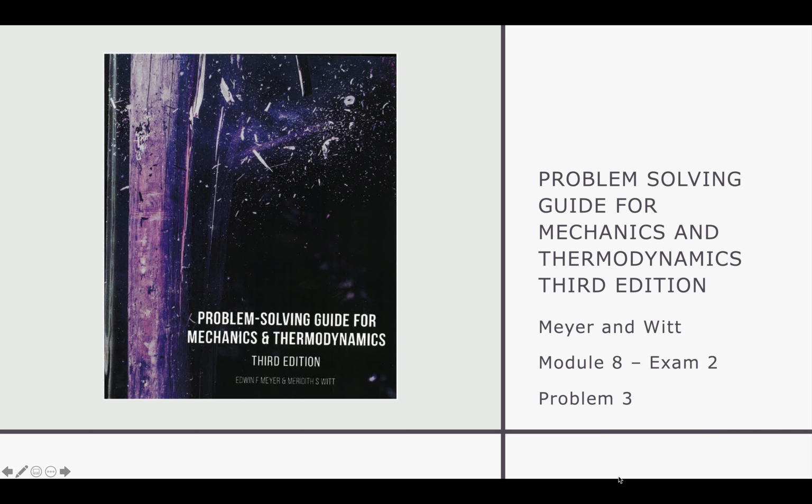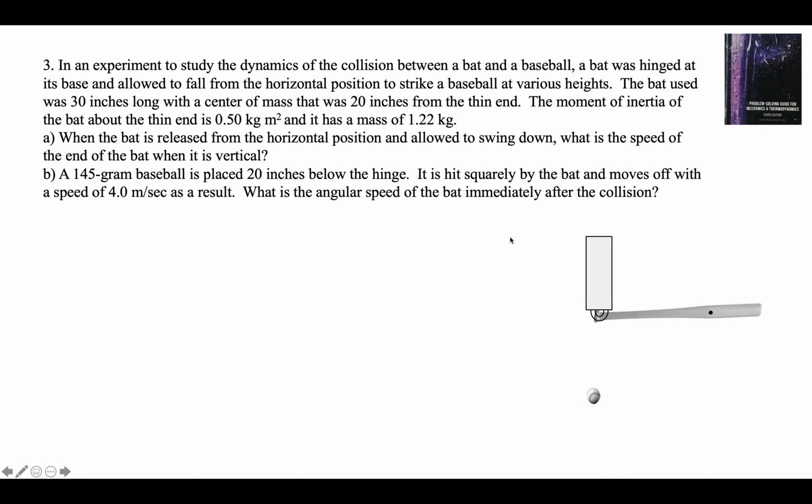This is problem 3 on practice exam 2 of module 8 in the book Problem Solving Guide for Mechanics and Thermodynamics. There's an experiment to study the dynamics of a collision between a bat and baseball. So the bat's horizontal, hinged here, center of mass is 20 inches from the thin end. It's released from rest here, swings down, hits the ball. Bunch of parameters here. We can get to those when we need them.